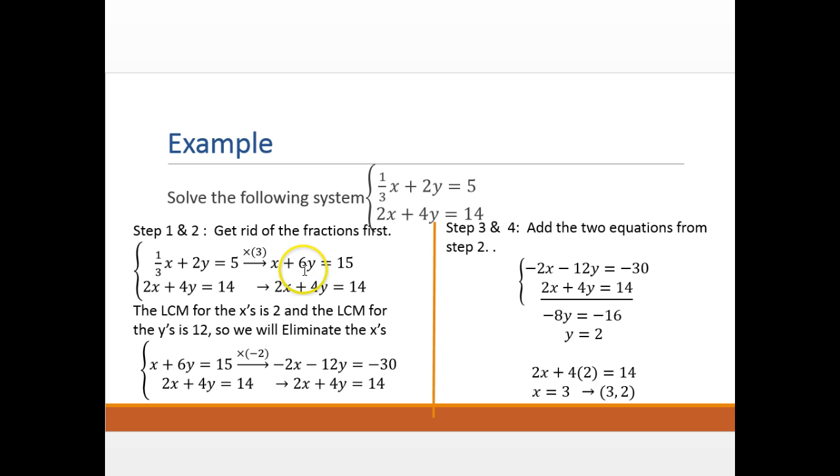Least common multiple between the y's is 12. So again, let's eliminate the x's. The least common multiple is 2, which means the bottom one already has 2 there. I don't have to do anything with it. I'm just going to bring it over to the side.